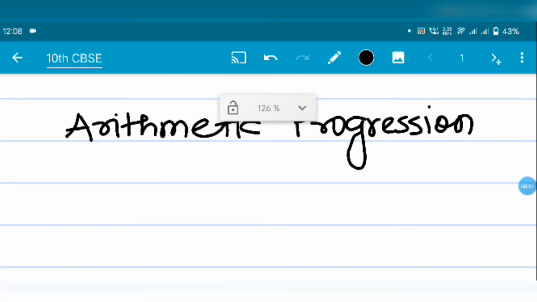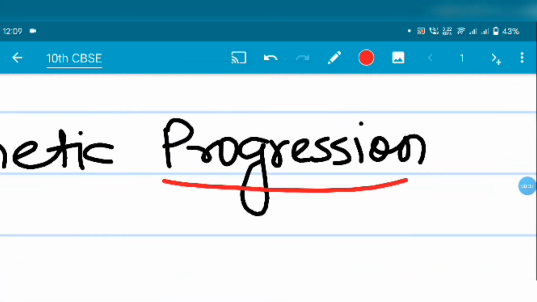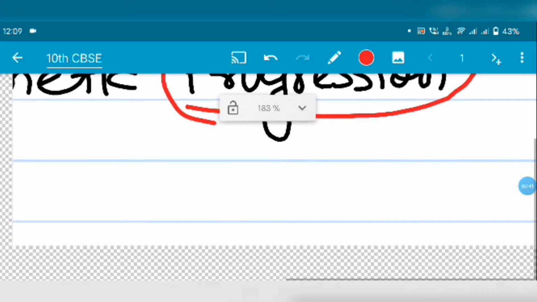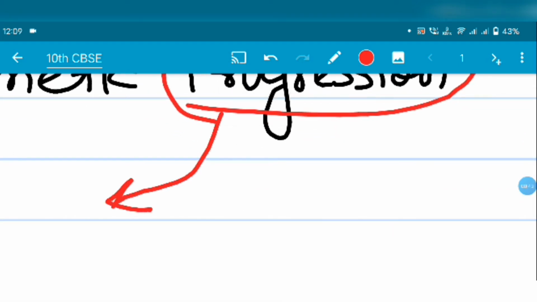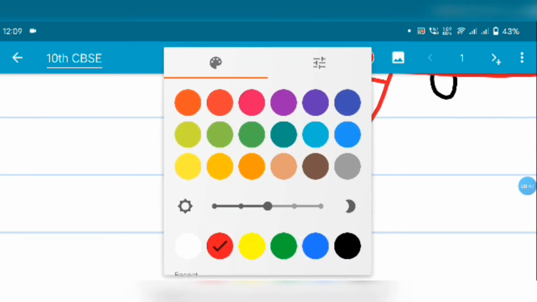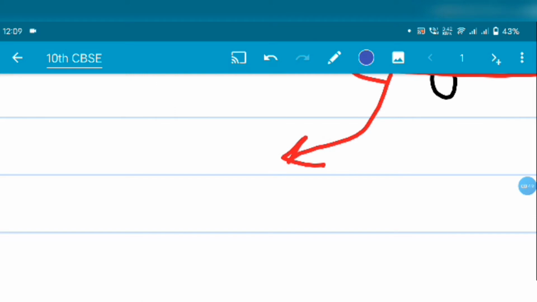Okay, so today's chapter is arithmetic progression. We will understand what arithmetic progressions actually mean. The very first thing, to understand arithmetic progressions, we have to first understand what a progression is. When we talk about progression, what is it? I'm giving some examples, and from those you will get the idea.